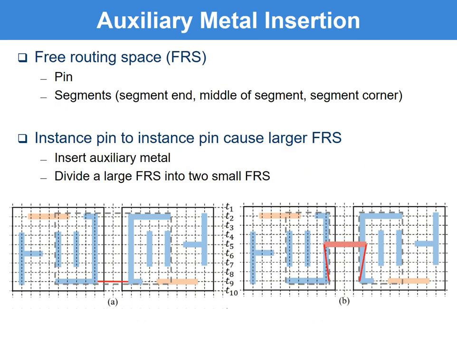The bounding box that encompasses the pin and the segment point of the connection is known as the free routing space of a connection.